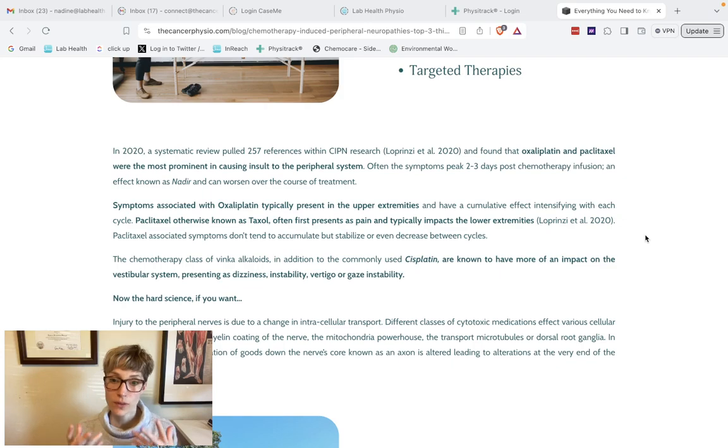So if we know these presentations and we know your treatment history, we can be watching for these things and catching them as they start. Vinca alkaloids is the class of medication of chemotherapies such as cisplatin that tend to have more of an effect on the vestibular nerve. So this is where we're watching for vertigo and dizziness and instability and things like that.